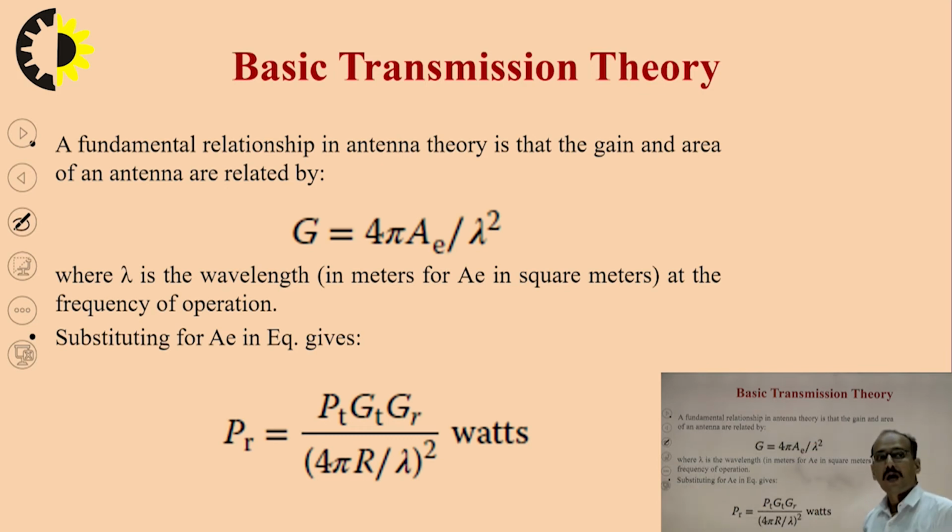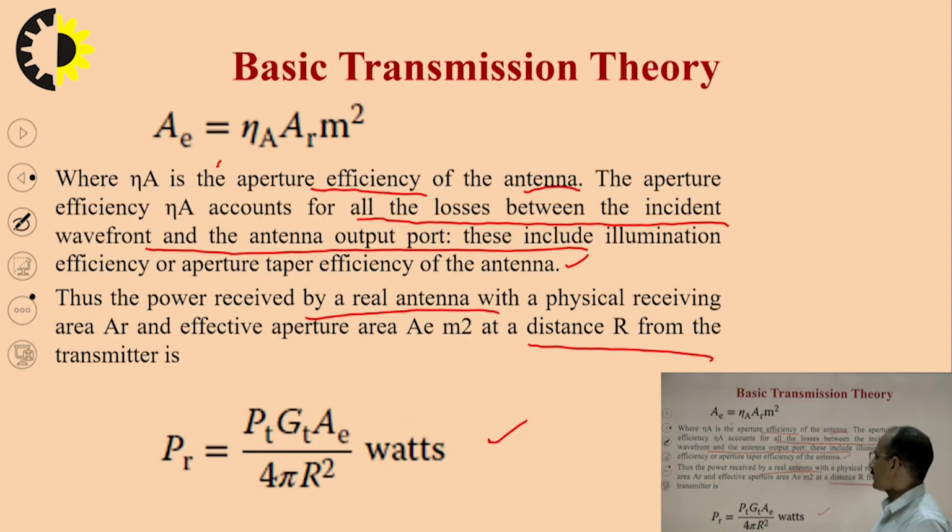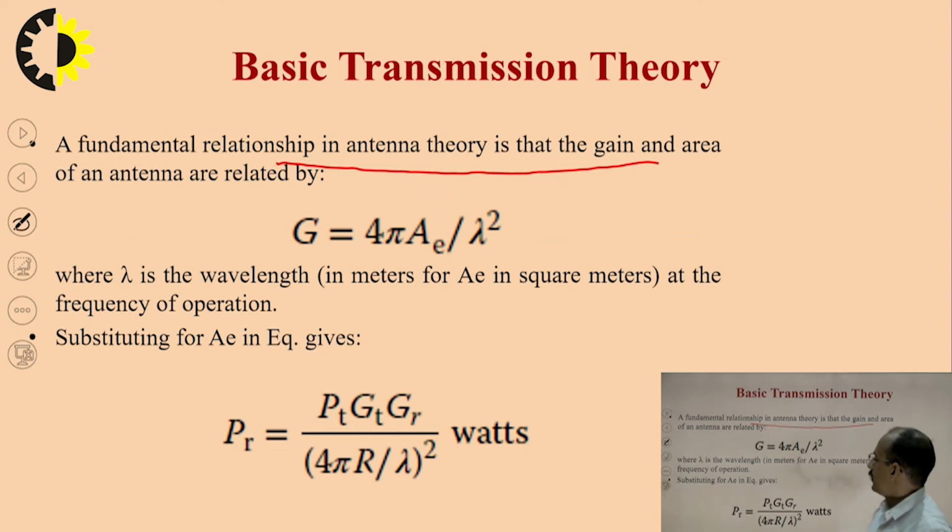But again, as a fundamental relationship as per the antenna theory, you know that gain and effective aperture are related as G equals 4 pi AE upon lambda square, where lambda is the wavelength of the signal and it is in meter. So put this value in the previous one, and you can find out PR equals PT GT GR upon, because that is now for the receiving part, PT GT GR upon (4 pi r upon lambda) whole square watt. That is in watt.